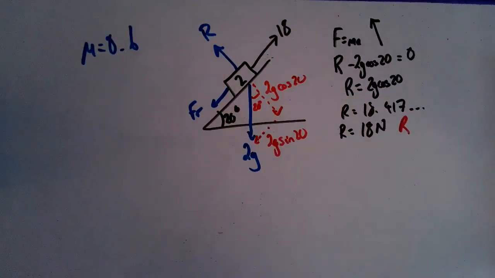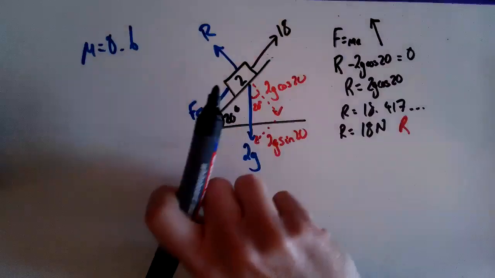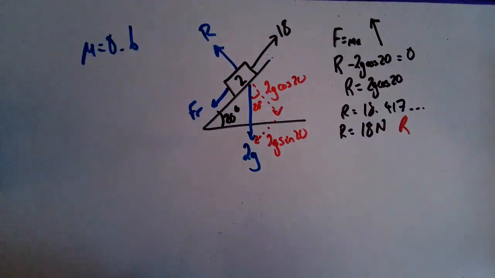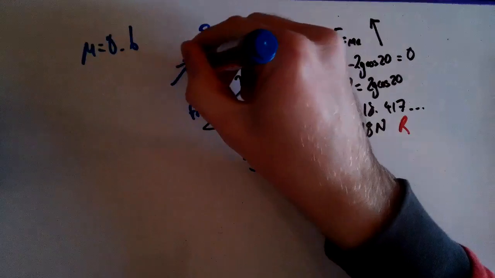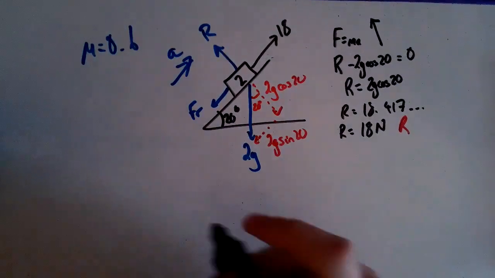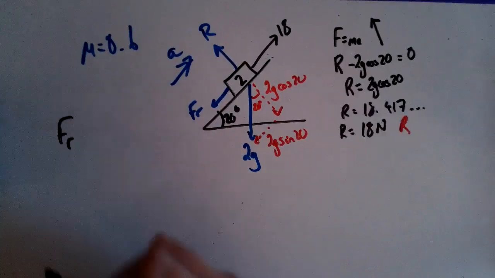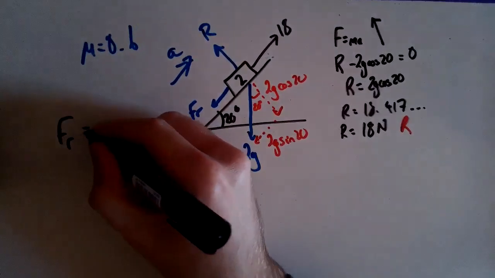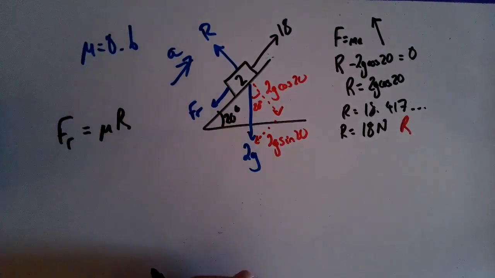Okay, and then part B says by modelling the box as a particle, so that means I could ignore the surface area, stuff like that. Find the acceleration of the box. So that just means we need to do F equals ma going up the plane because the acceleration is going to go this way. Now, before we do that, we need to work out what friction is. So I'm going to use the friction formula. Since it's moving, friction equals mu times R.